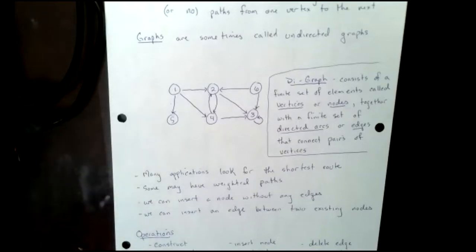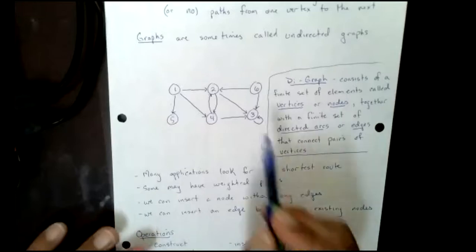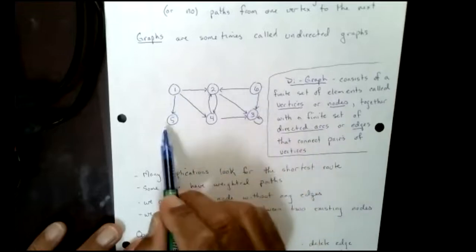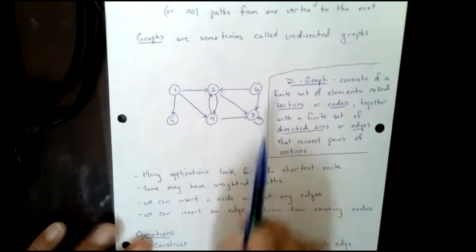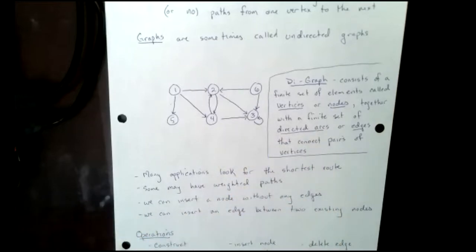Take a look at number 3. How many possible ones could come into 3? 3. Yeah. No, 6. Because 1, 2, 6, 5, 4 could all have arrows going to 3, but 3 could also loop around to itself.